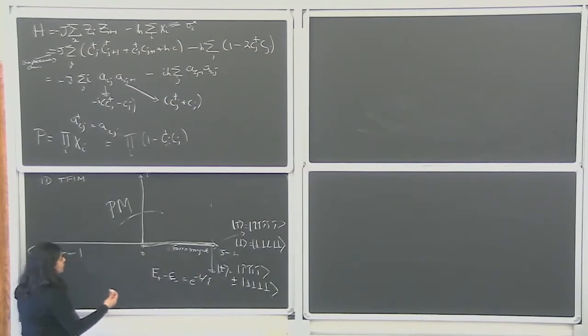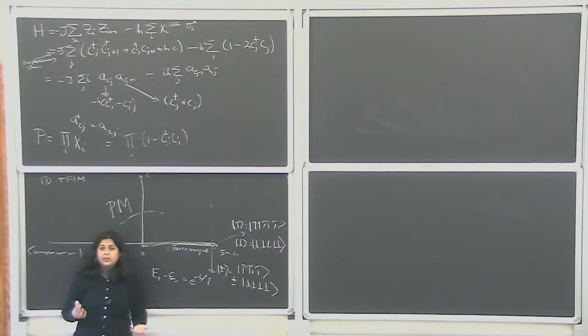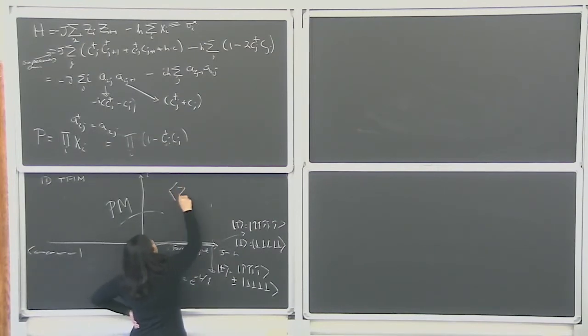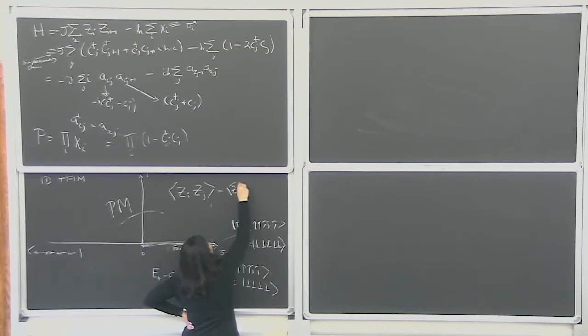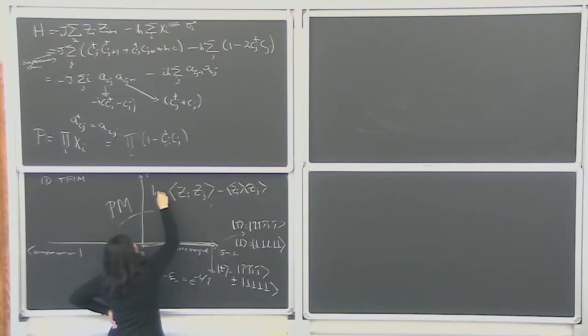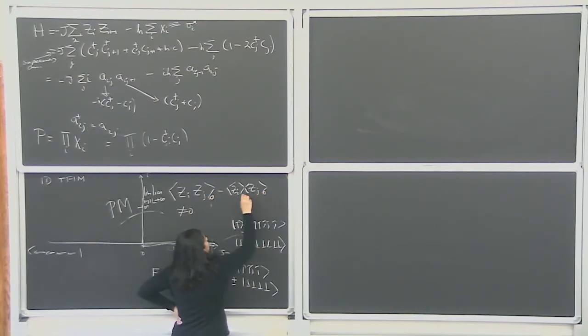So now the ferromagnet is characterized by the presence of long-range order. So you can go in and measure a connected correlation function like Zi, Zj minus the product of their averages. We'll look at very large separations, and this is not equal to 0 in the ferromagnet in the ground state.